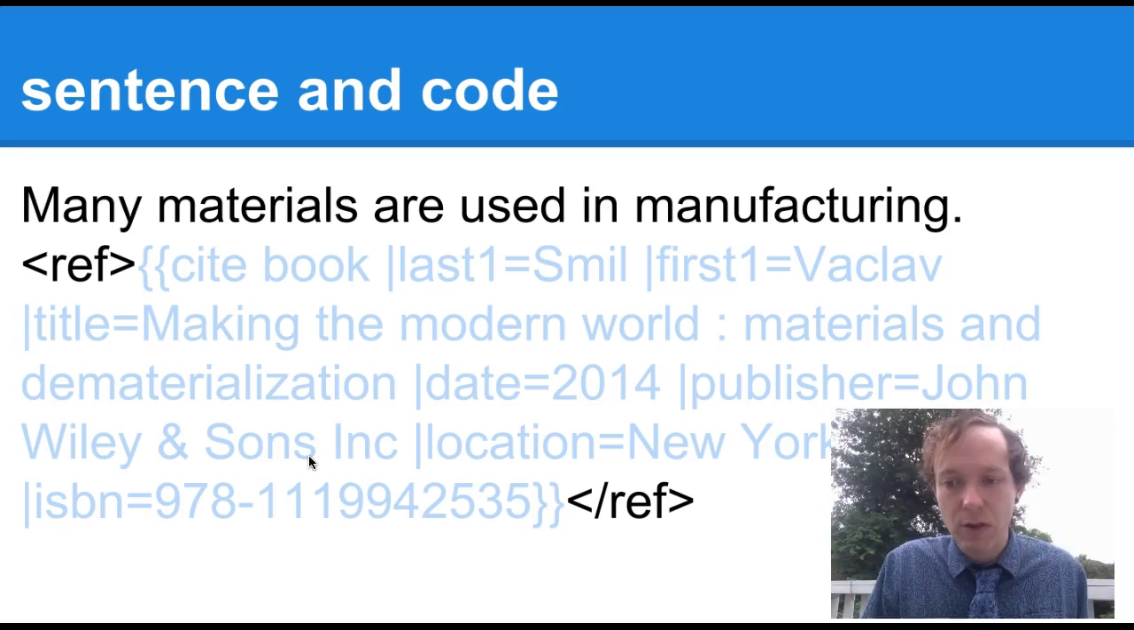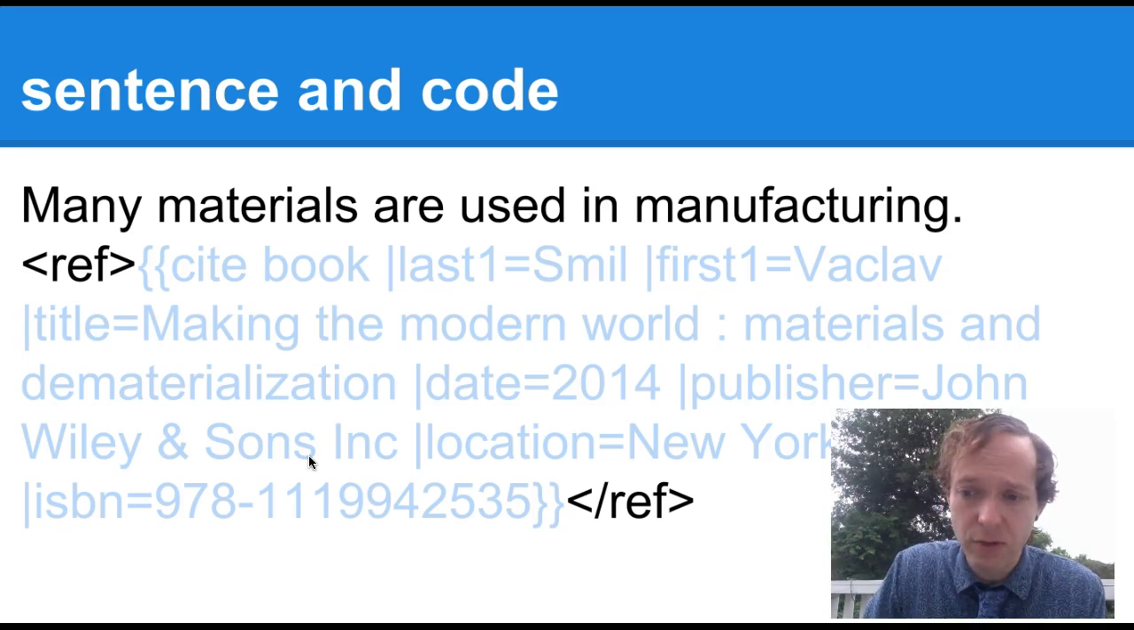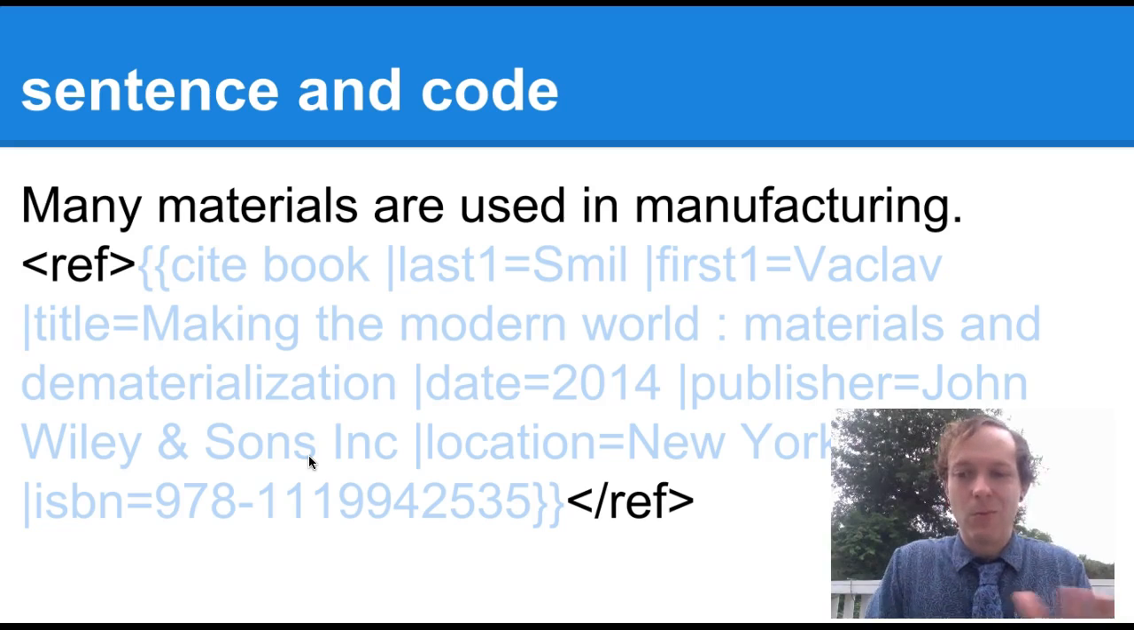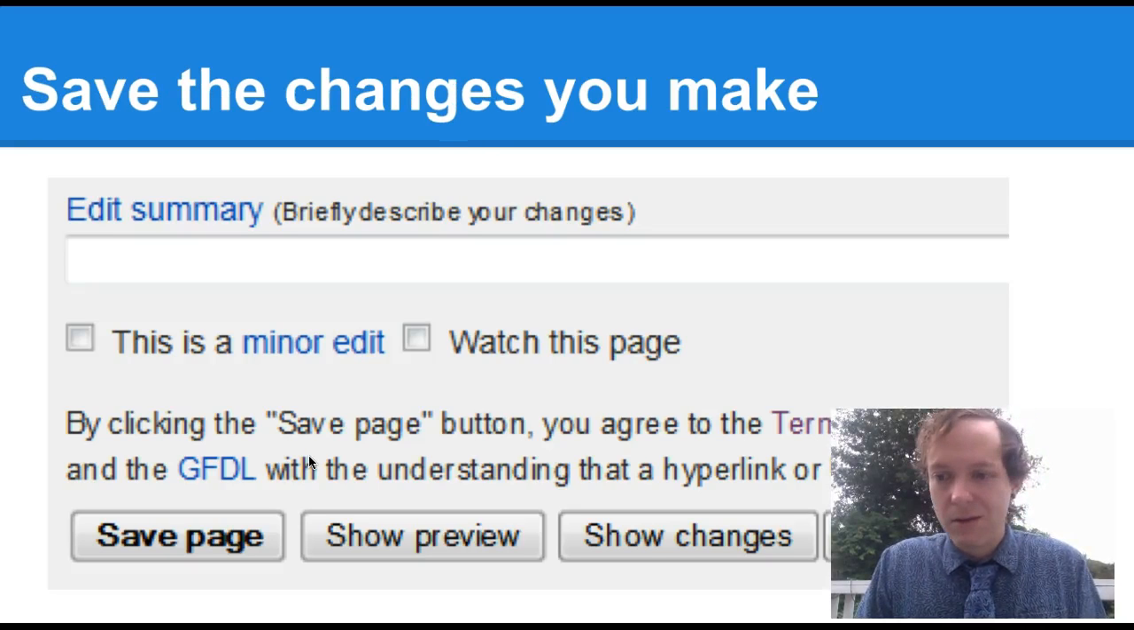Give a fact checker enough information to be able to find the source that you used. That's enough. Just do the best that you can and somebody else will clean it up. So what I want to emphasize is, you have a sentence, do whatever you can to cite your sources after providing the sentence. So you have your sentence, you have your citation. At the bottom of the page, click save.